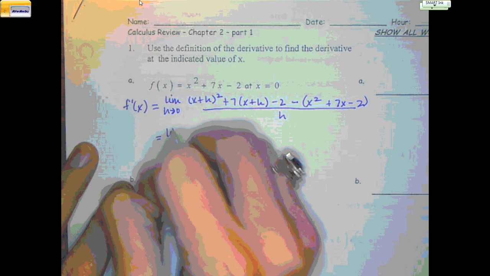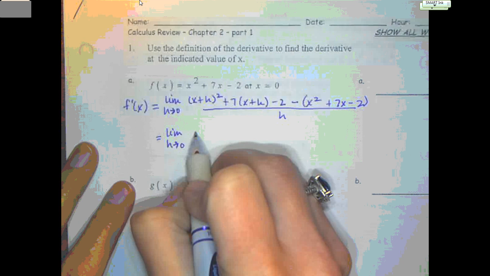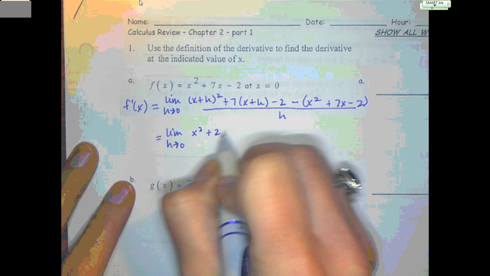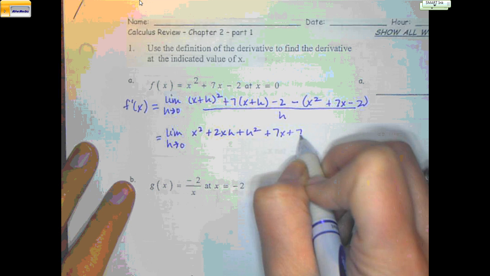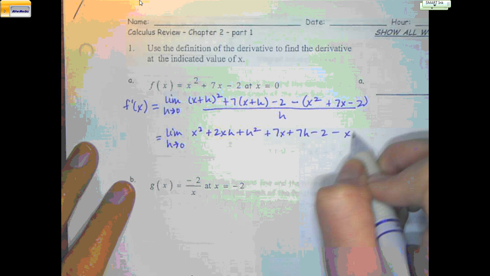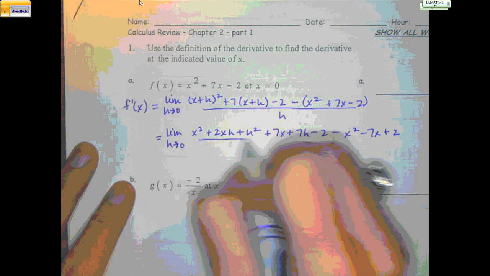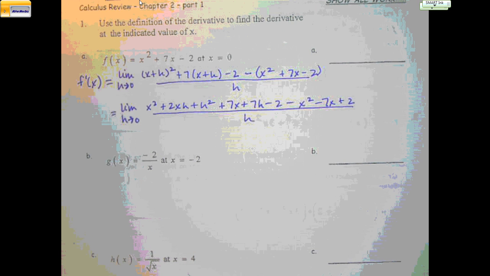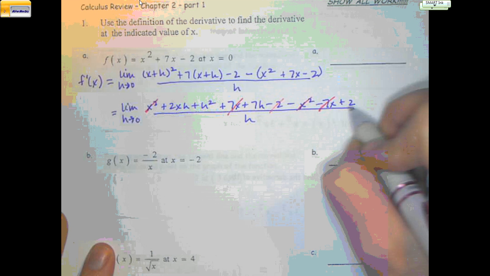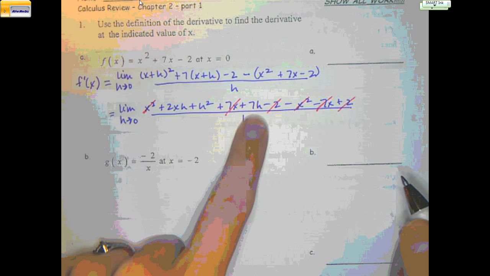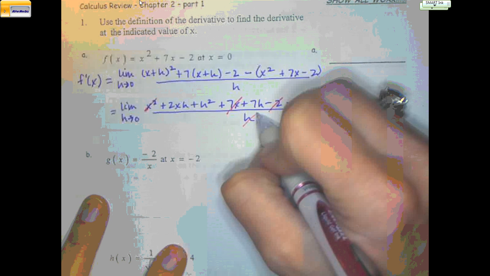So with the limit as h approaches 0 for x squared plus 2xh plus h squared plus 7x plus 7h minus 2 minus x squared minus 7x plus 2. Fun. So far your paper should match mine. X squared minus x squared, 7x minus 7x, negative 2, positive 2. I'm left with 2xh plus h squared plus 7h over h. What do we do? Take out an h. Divide by h, divide by h, divide by h, divide by h.